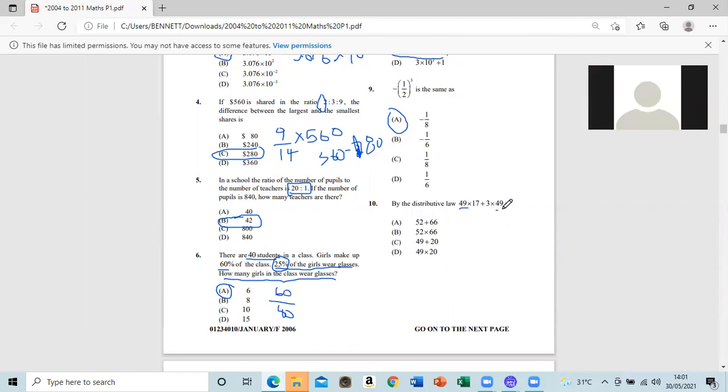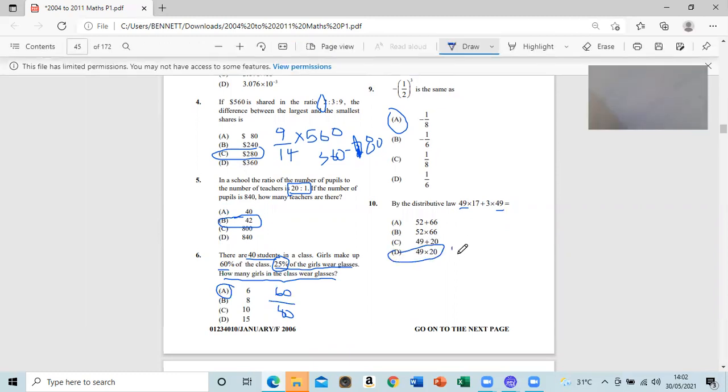Sir, D. A? D. How do we do it, guys? You take out the 49, because, come on, remember some multiplication. And we add this 3 and the 7. I get 20. So it's D.